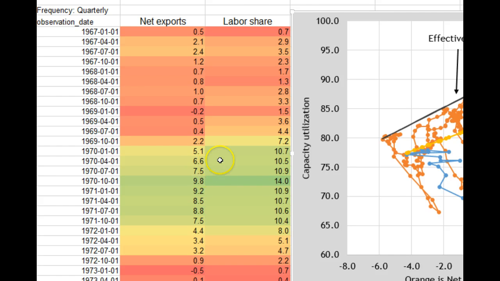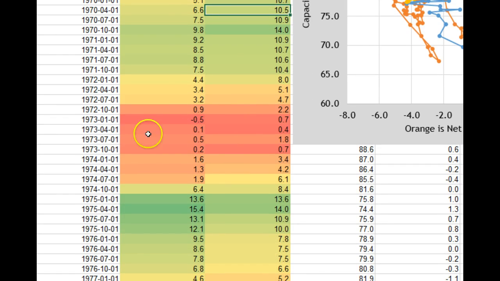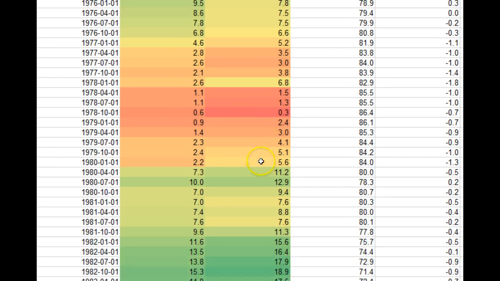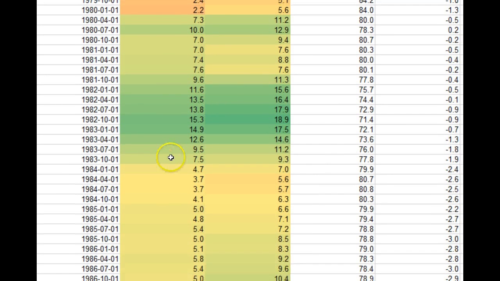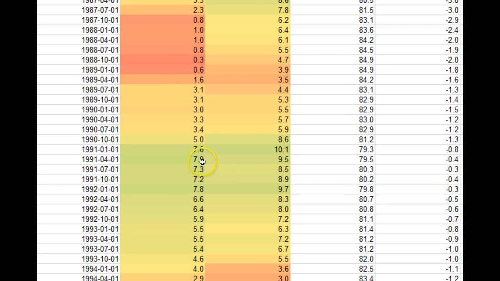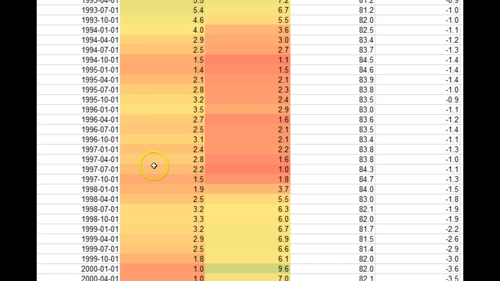Then they came back to the effective demand limit together. You can see that the red lines are matching up here. So this means that net exports and labor share were hitting the effective demand limit at the same time. Then they backed off together. Then they came back together. Then they backed off together through 1982. And then you can kind of see that they came back together towards the effective demand limit here. Then they slightly backed off in the green. Then they came back together. You can see the red lines are matching up with some red lines here.